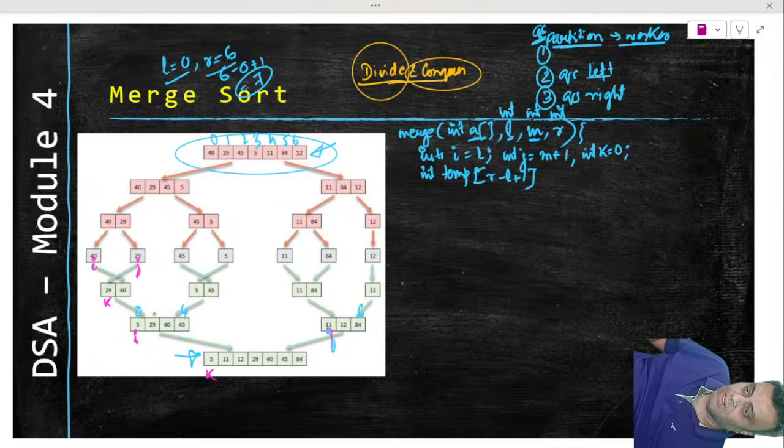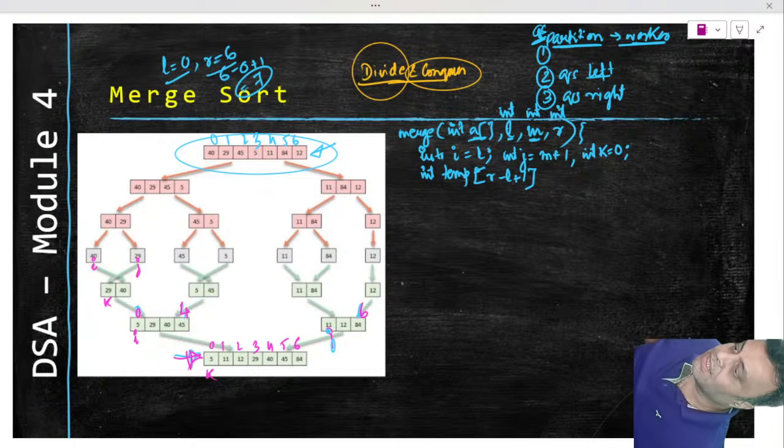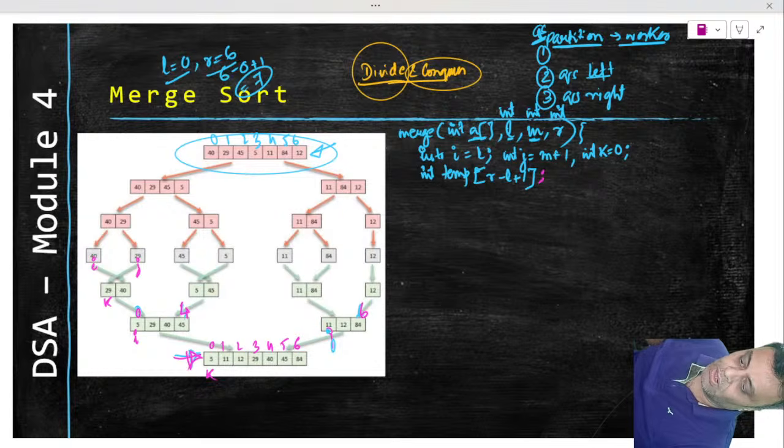I will put it in this color. L is given as 0, M is given as 4, R is given as 6. So what is going to be the size of this array? The array size will be 6 minus 0 plus 1, which is 7. So we will create a 7 pocket array like this, and that is what we do here. A 7 pocket array is what we create for this particular case, right?